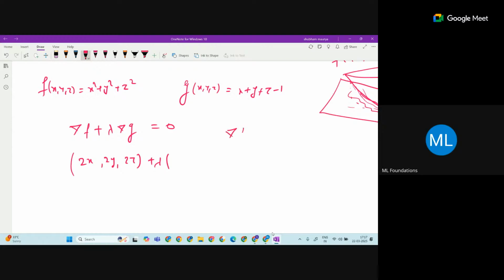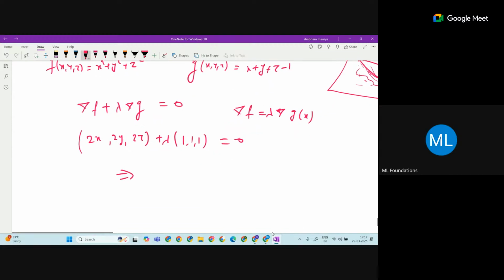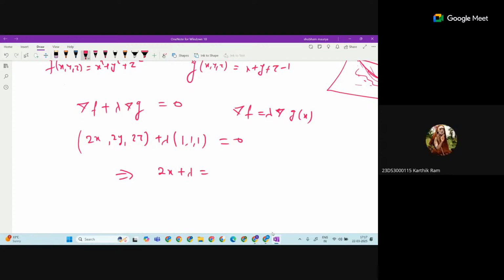Somebody is used to writing this one differently. You can write that also. Either this one, whatever you want, you can actually give the correct answer. And here this is going to be only 1, 1, 1, correct? Is this calculation fine? Yes, sir, that's correct. So this is 2x plus lambda equal to 0, 2y plus lambda equal to 0, 2z plus lambda equal to 0.